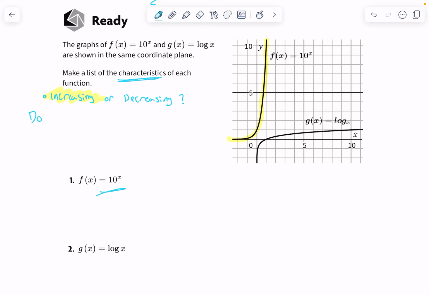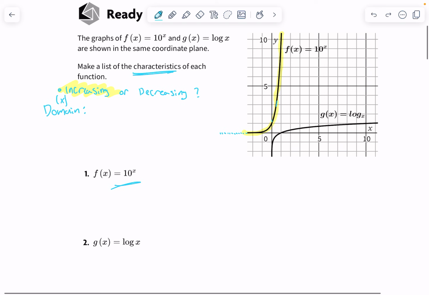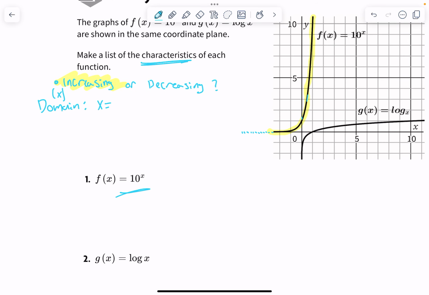So domain is my x values, right? That's domain, my x values. This graph will go on forever and ever on the left, and it's going to go up forever and ever, all the way. So my domain here is all real numbers. So x is equal to all real numbers. You can also say domain is all real numbers, or you can say negative infinity to positive infinity. Different ways of writing this, okay?